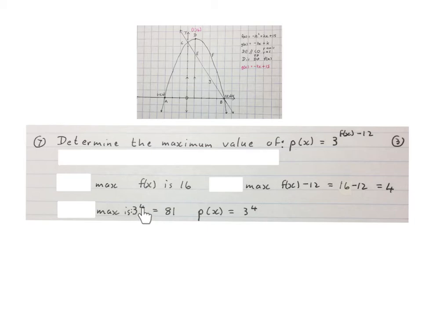So 3 to the power of 4 is the biggest answer I can get. So the maximum value of p of x is 81. So p of x equals 3 to the power of 4. So the biggest number I can get in the exponent with this 3 would be a 4. It was a 16 minus the 12. So with any base, to get the biggest number you can get, you must get the biggest number in the exponent. Get your head around that. So the maximum value of p of x is 81.